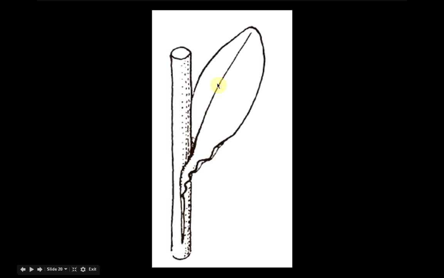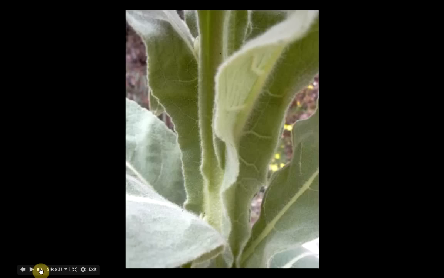The midrib of the leaf is actually joined to the stem, and the further up the plant you go, the less decurrent the leaves become. See the pubescence or hairs? It's wavy. Prominent veins.